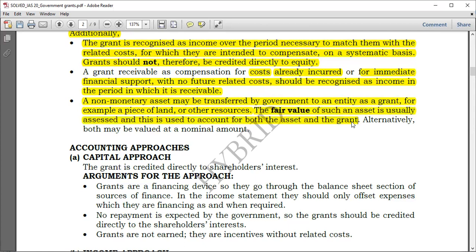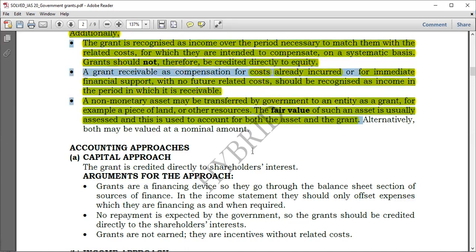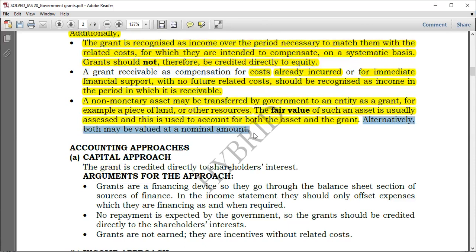So you have to take a look. Oh, I've been given the plant by the government. What is the fair value of this plant? You do that. If you cannot determine the fair value, then there's no way. That's what I say. Alternatively, both may be valued at a nominal amount. Don't worry, we'll see about this.